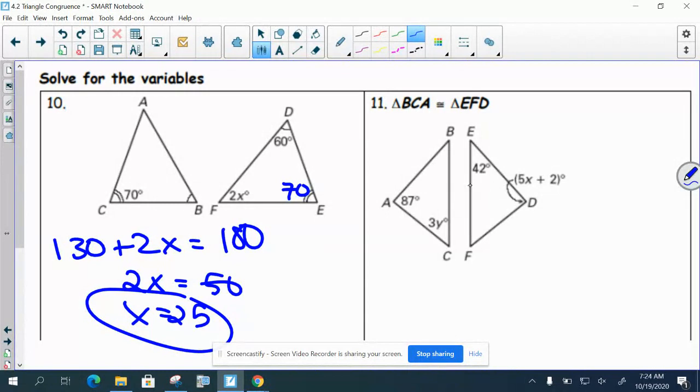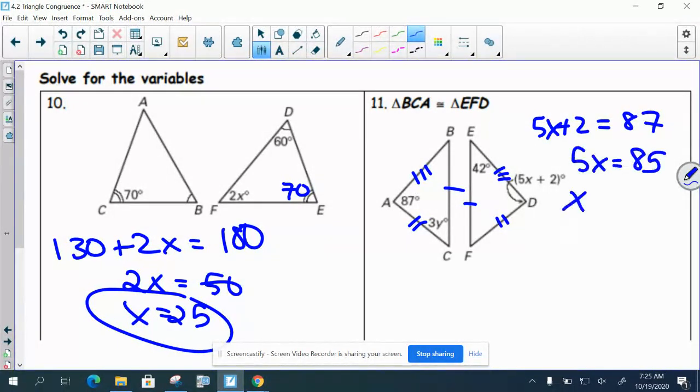Okay, so we have a triangle congruent statement up here. So let's take a look at that first. So BCA, I'm going to do tick marks here instead of arc measures. So BCA is congruent to EFD. So E down to F, over to D. So 2 and then 3 for the last one. Okay, so one first equation we can set up would be that 5x plus 2 is equal to 87. So then 5x is 85. 85 divided by 5 is 17.